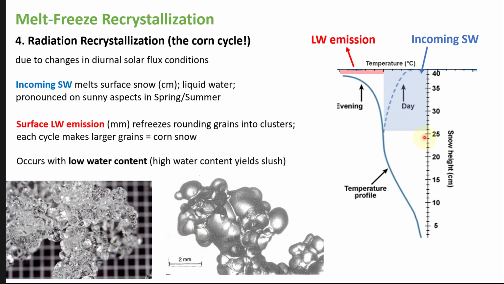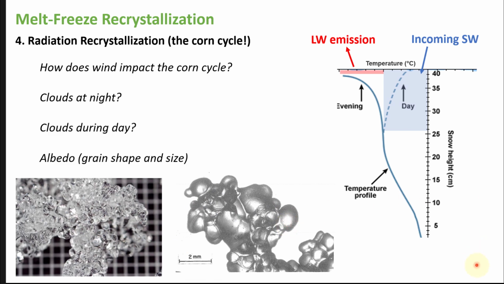When you have lots of water, meaning it's prolonged exposure to the sun and really sunny aspects late in the season, then you have so much water that you generate slush, and then the refreeze can be tricky because you can end up with sort of surface crust layers rather than these loose bonded structures that give you that good corn snow. Okay, so I want to leave you with a couple questions as you finish this up.